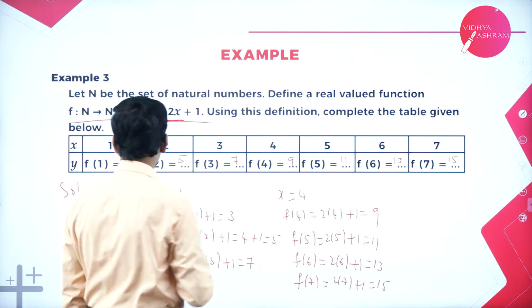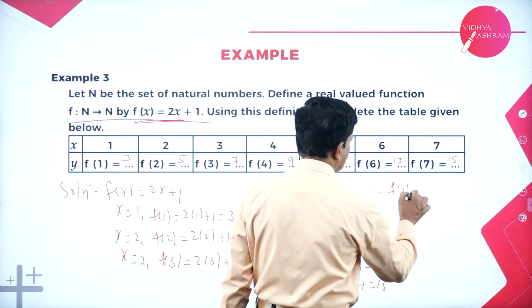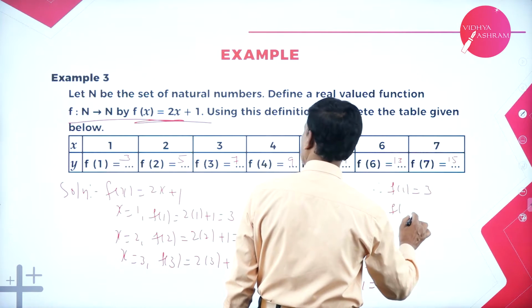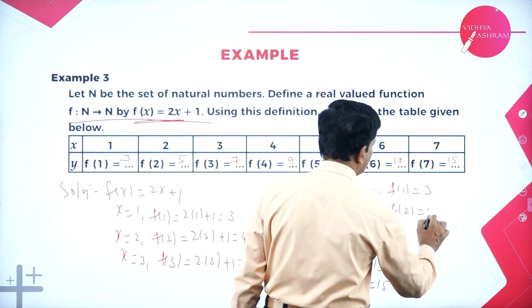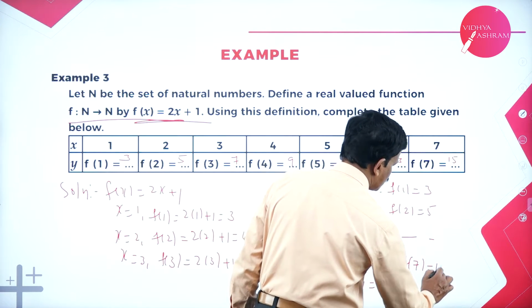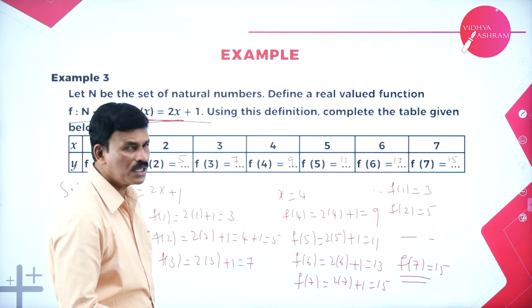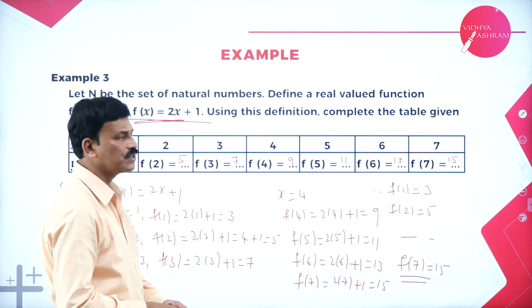So, f of 1 is 3, and similarly f of 2 is equal to 5, like that, and the last one is f of 7 is equal to 15. The function of 1 is 3, and similarly the function of 7 is equal to 15.